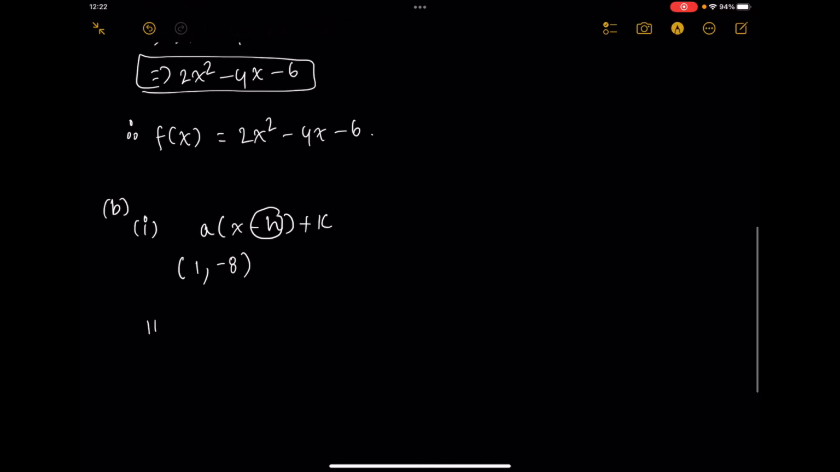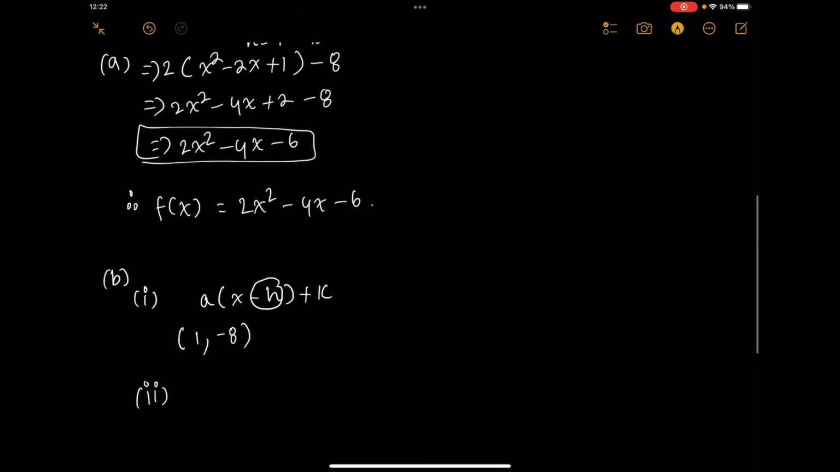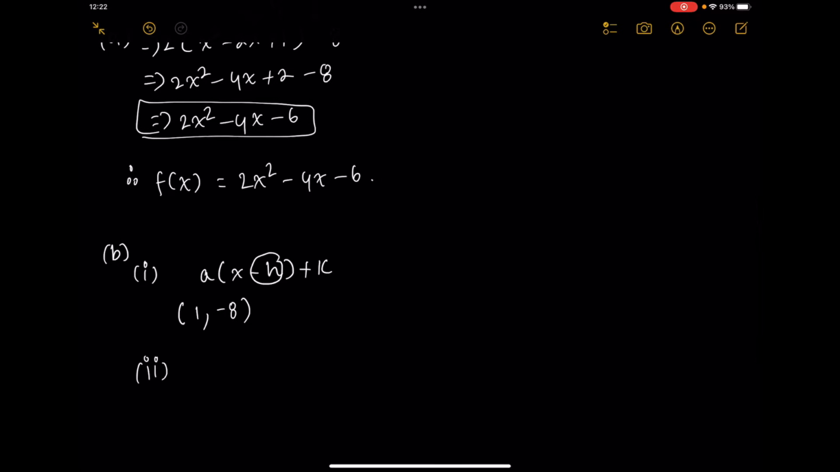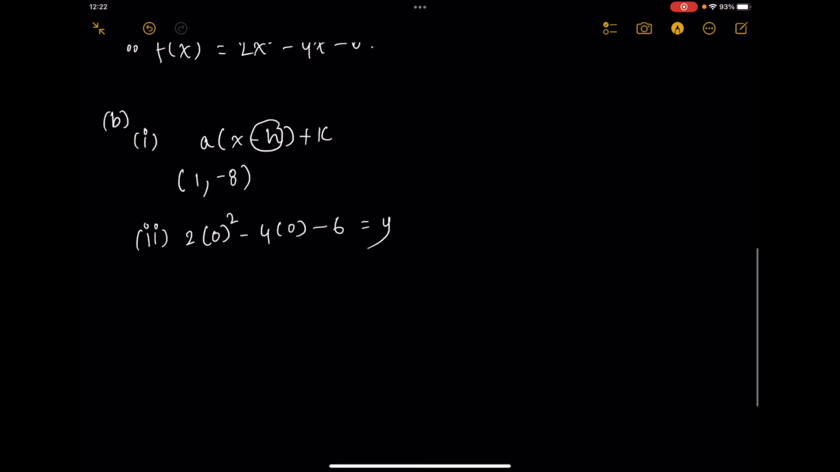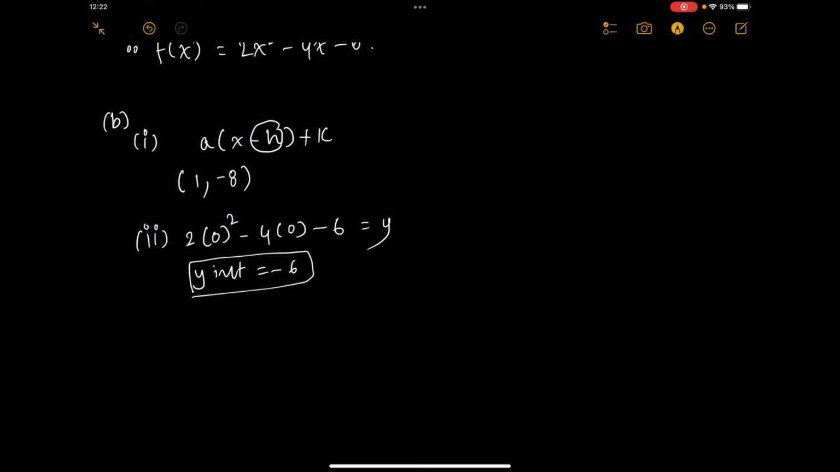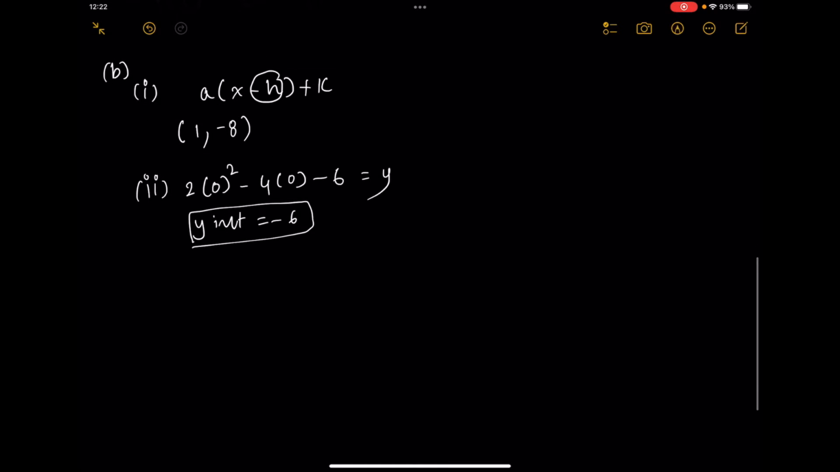Now we come to the next part, which wants us to find the y-intercept. For the y-intercept, we'll use the standard form because it makes our life easy. So we say 2 into 0 squared minus 4 into 0 minus 6 is equal to our y-intercept. So our y-intercept is equal to minus 6, and the coordinates are 0 comma negative 6.